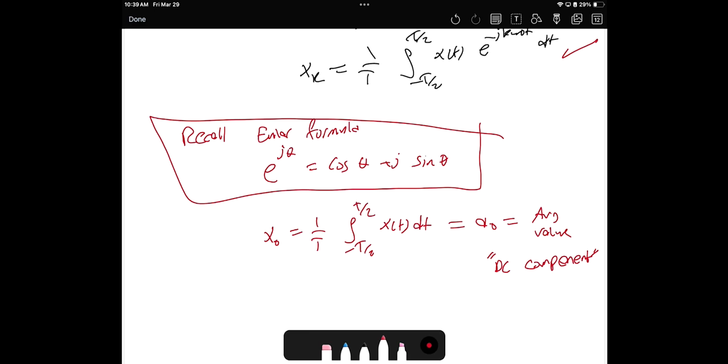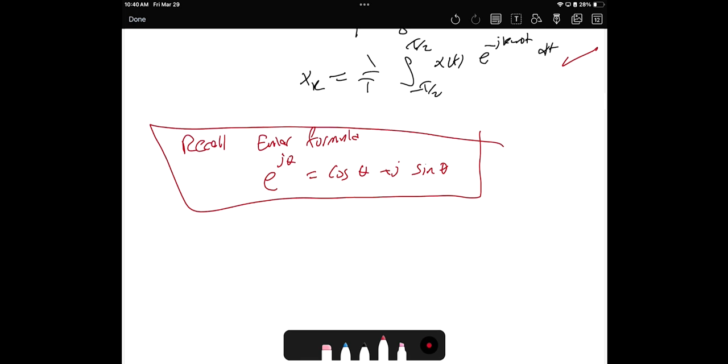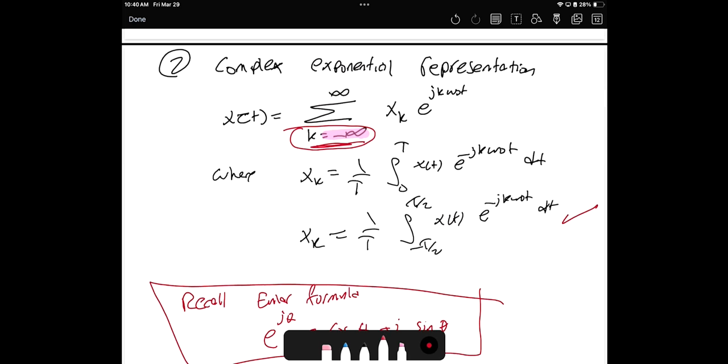The good thing about this representation is I don't need to put A0, I don't need to put A and B, all of them in one term. A0 just substitutes k equals 0, so X0 is the same as A0. The other X's you can find based on your analysis. Okay, any question about this representation?